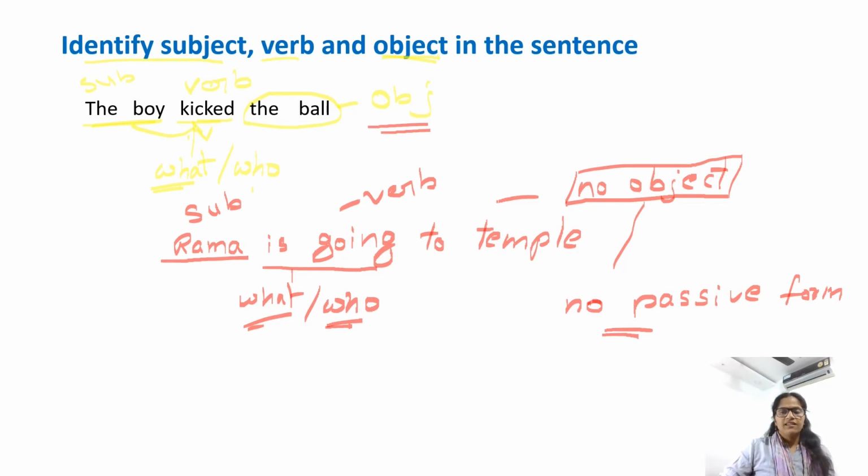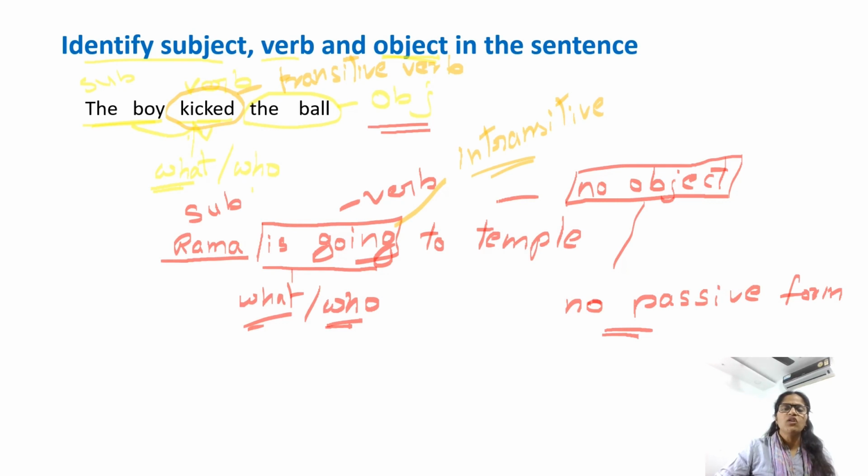Hope it is clear. Now what do we call this verb? We call this verb intransitive verb. Here kicked is a transitive verb. What is intransitive verb? Here verb is not transiting on something, right? When verb does not transit on something, or when verb is not passed on something, we call it intransitive verb. So intransitive verbs cannot be changed into passive form.